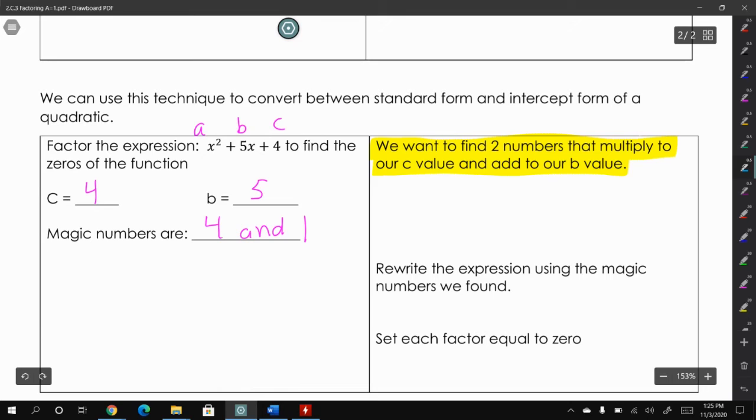And we can check that. 4 times 1 is 4, and 4 plus 1 is 5. So we're going to rewrite this expression using our magic numbers. So it's going to be x plus 4 and x plus 1.